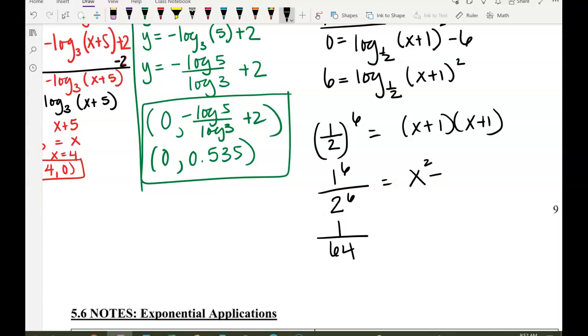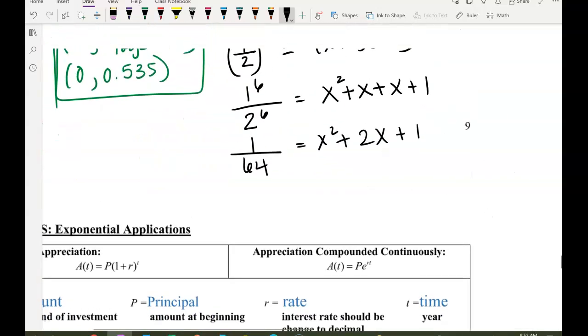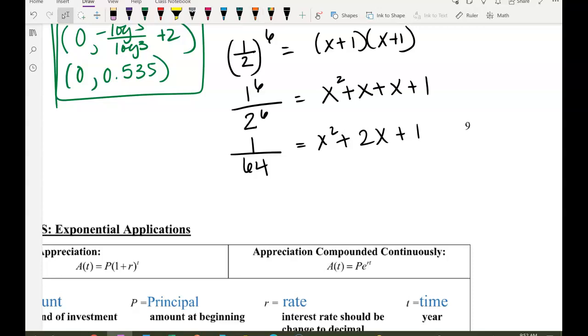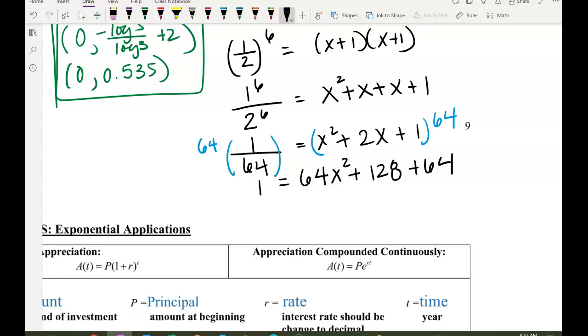X times x is x squared plus an x plus 1. So now that equals x squared plus 2x plus 1. Okay, LCD. What's an LCD? 64. We do want to clear out fractions so it's easier for you guys to work with non-fractions. So multiply each and every side by 64. So this is 1 equals 64x squared plus 64 times 2 is what? 128 plus 64.